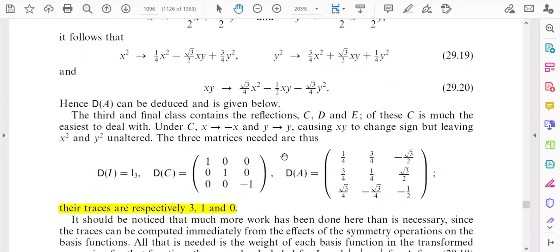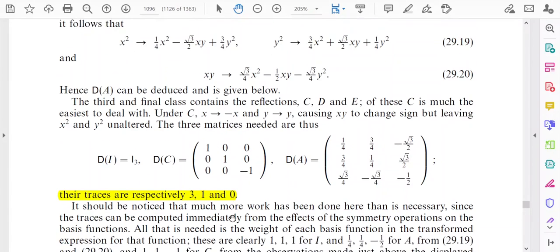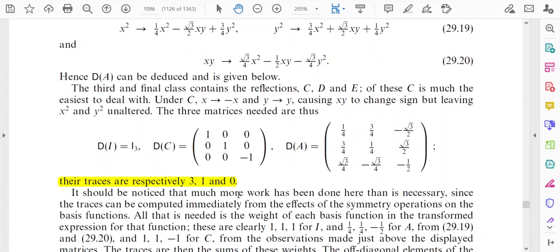You see, if you write x square and y square and xy here and multiply, you will obtain these values only, because for x square and y square we have written 1 and 1 to indicate there is no change of sign, and for the xy there is minus 1. So in this way we have obtained 3 representations. This is dI, this is dC and dA, and the traces of the matrices: for dI the trace is 3, for dC the trace is 1, and for dA the trace is 0. So these are the traces of the matrices.